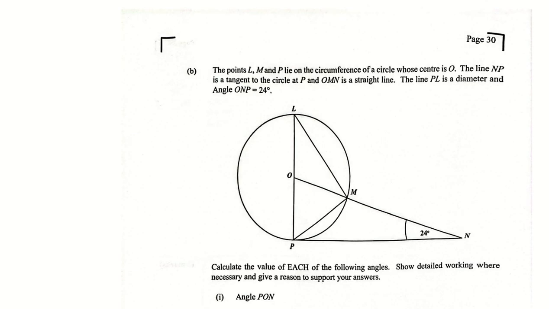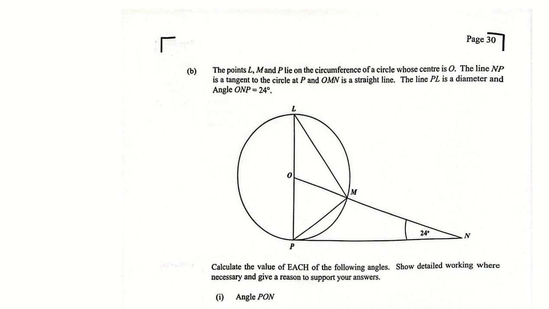Alright, let's zoom in. The points L, M, and P lie on the circumference of a circle whose center is O. Line NP is a tangent to the circle at P, and OMN is a straight line. The line PL is a diameter and angle ONP is 24. Calculate each of the values of the following angles.